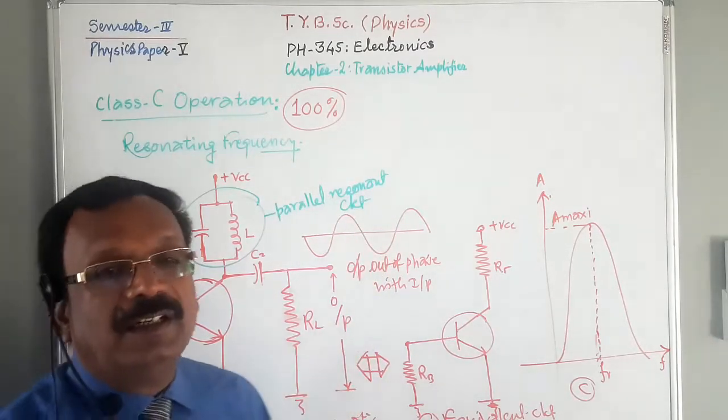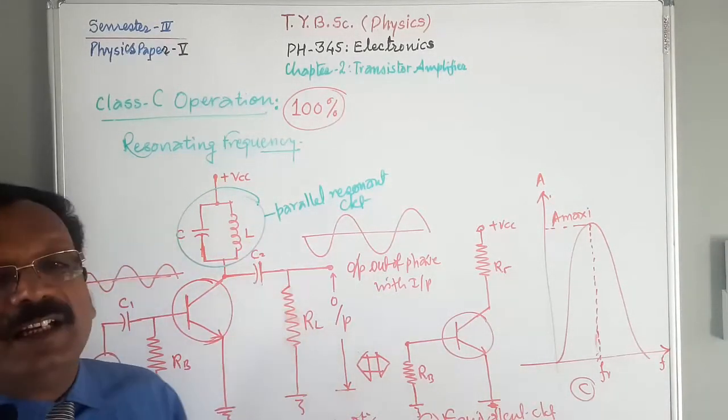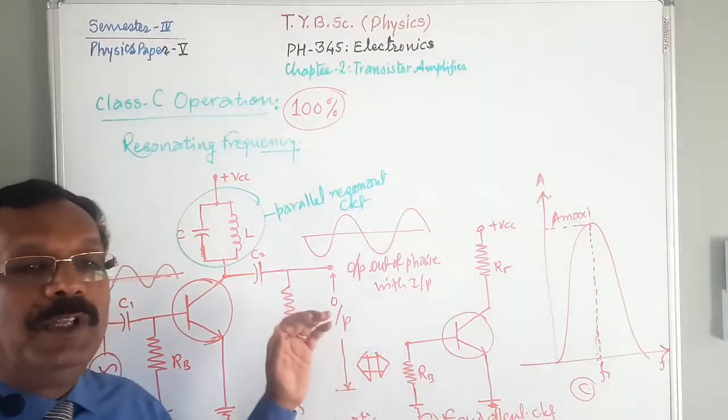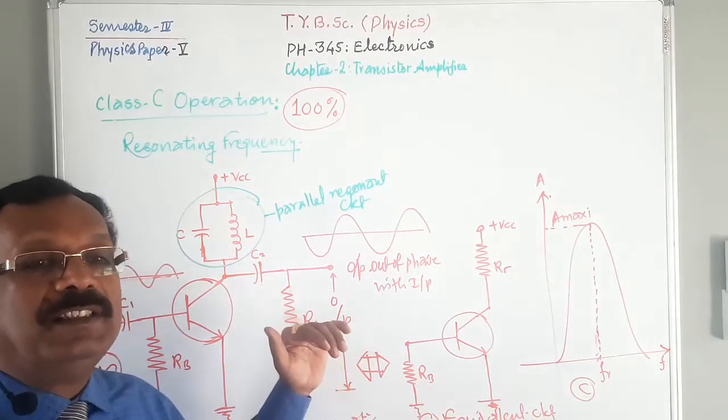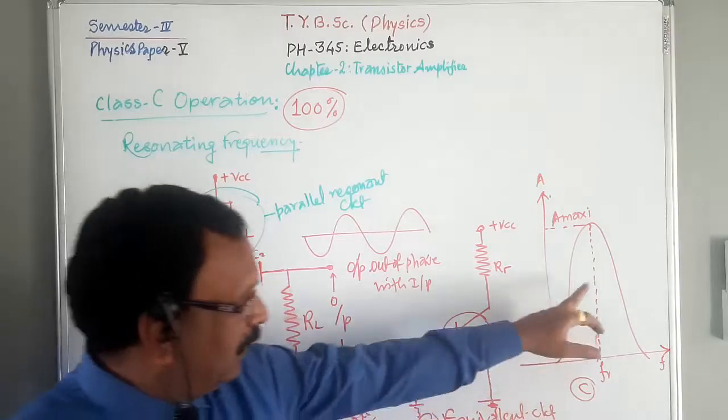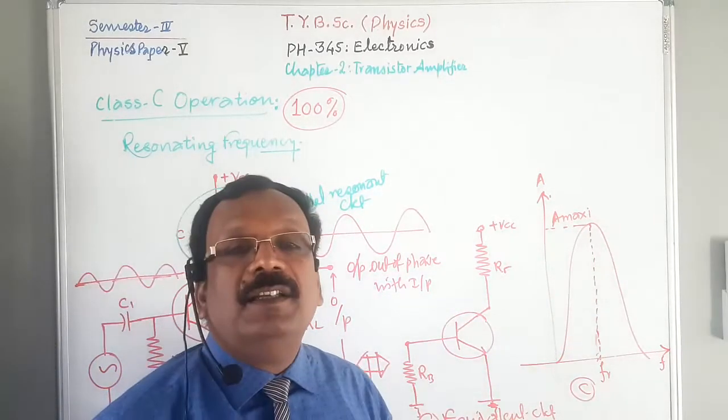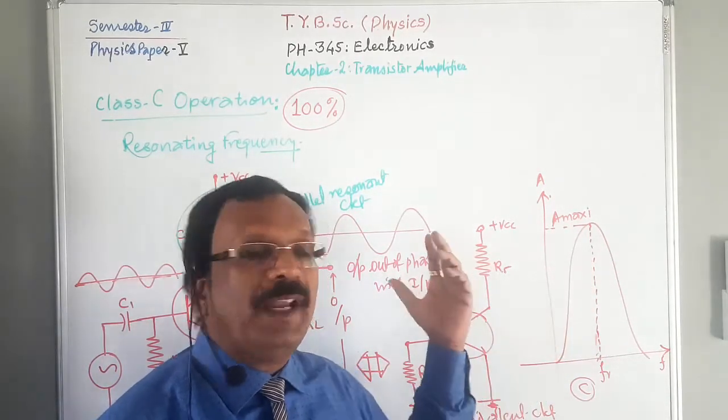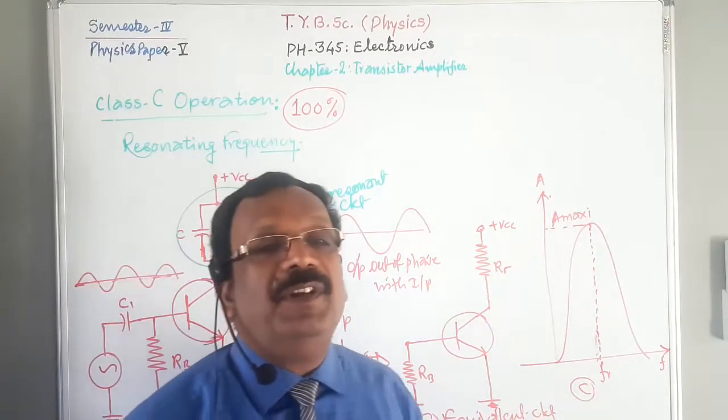This is a parallel resonance circuit. Due to this parallel resonance circuit, the output is maximum at the resonant frequency. Output means gain. The gain of an amplifier is maximum at the resonating frequency.